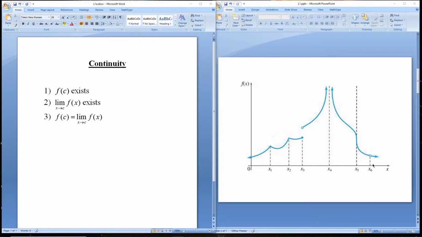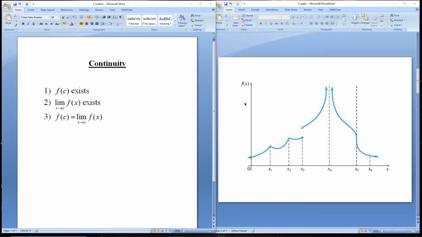And then finally, if we look at the last discontinuity at x sub 6, the limit does exist at holes. However, property 1, the function does not exist at a hole. That's what causes the hole, that the function doesn't exist there. So a hole fails property 1. And these are the 3 things we want to look for if we want to determine that something is continuous.